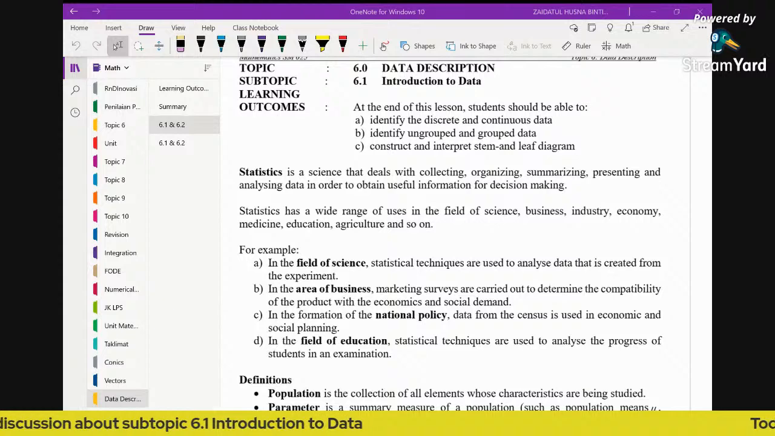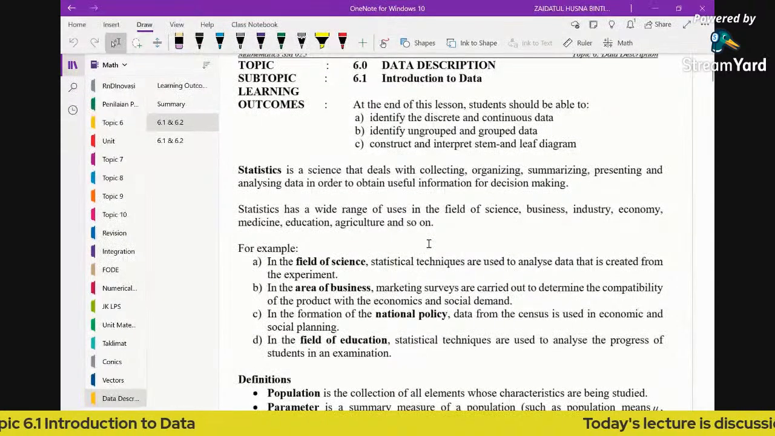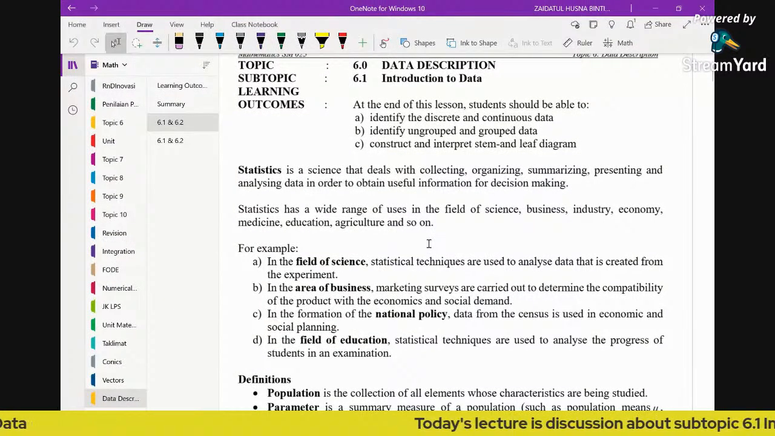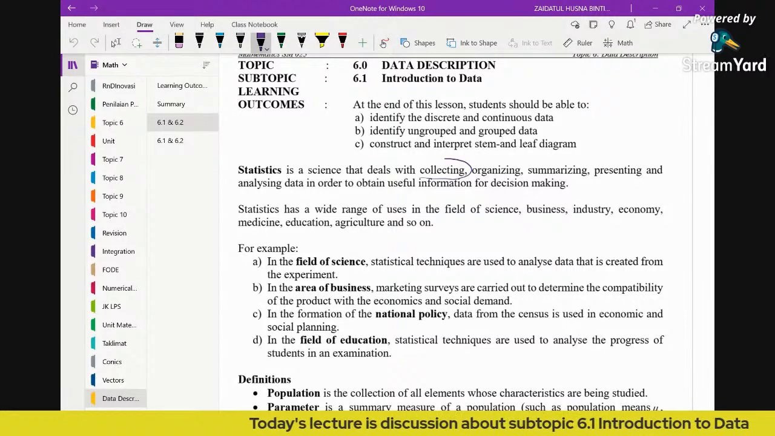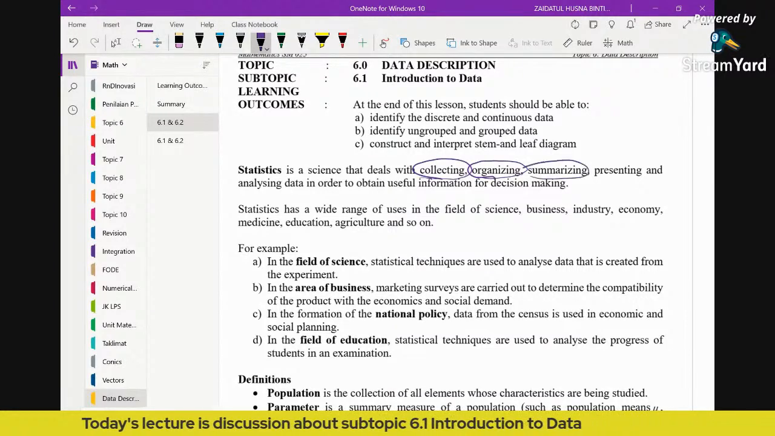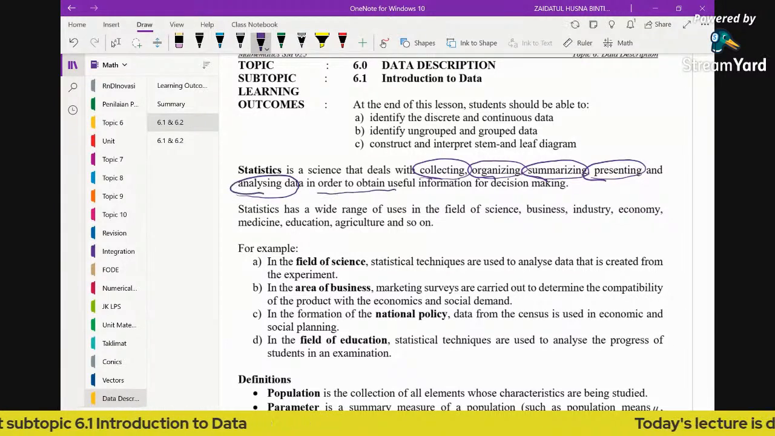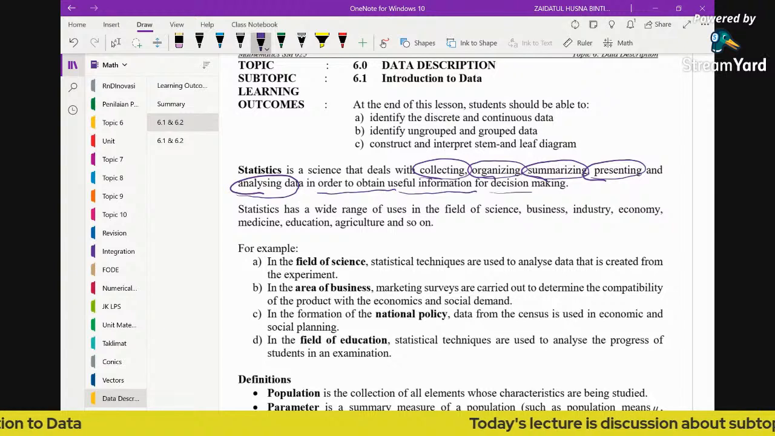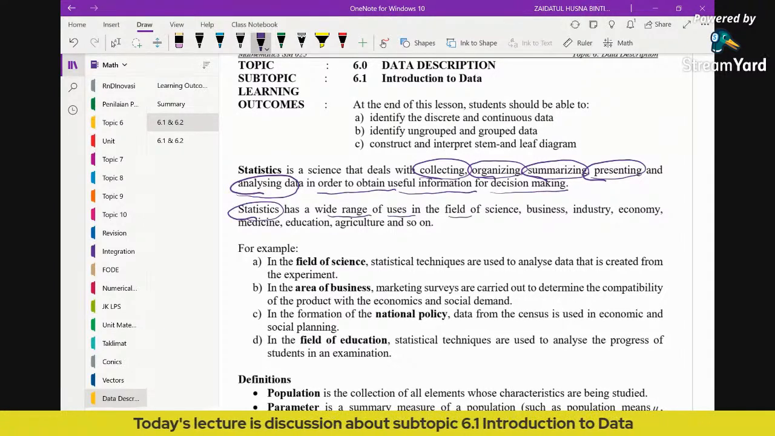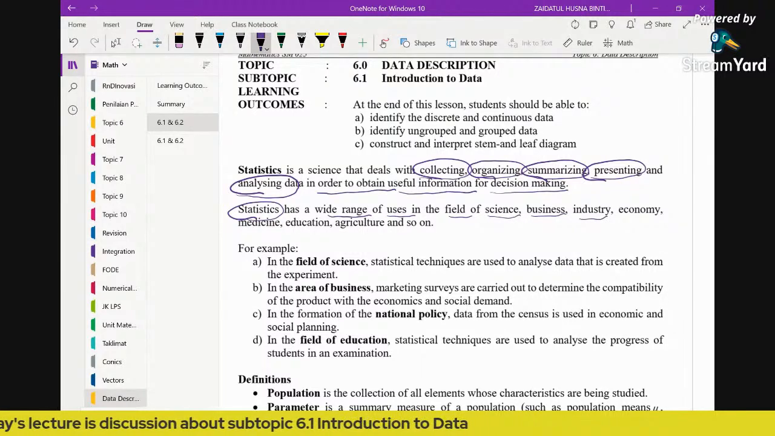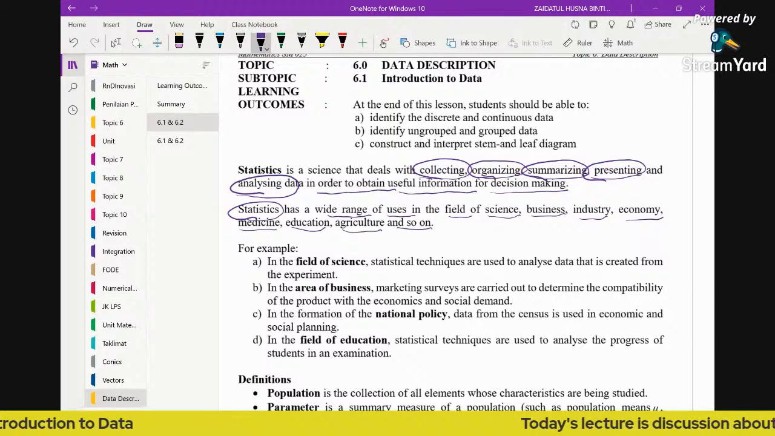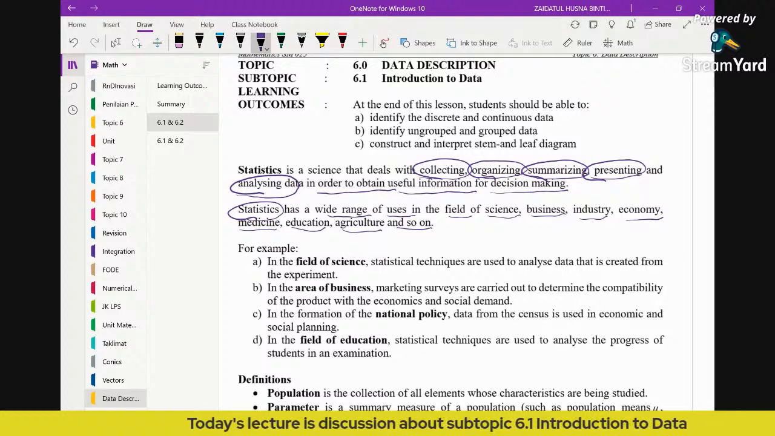All right, so now let's begin. Let's see statistics. Statistics is a science that deals with collecting, organizing, summarizing, presenting, and analyzing data in order to obtain useful information for decision making. Statistics has a wide range of uses in the fields of science, business, industry, economy, medicine, education, agriculture, and so on. So you see that statistics has lots of applications.